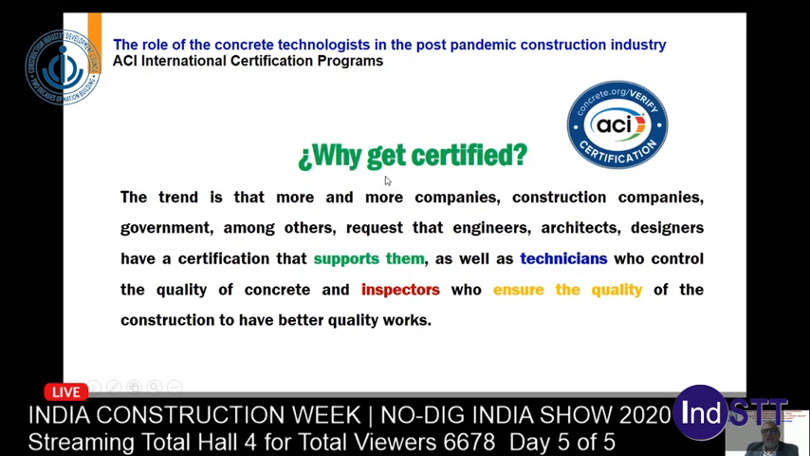Why should someone get certified, someone who is involved in the concrete construction industry? The trend is that more and more companies, construction companies, government agencies, among others, request that engineers, architects, and designers have a certification that supports them, as well as technicians who control the quality of concrete and inspectors who ensure the quality of the construction, to have better quality work. So basically, a certification is a knowledge that supports and gives the whole team a higher level of confidence that this individual could contribute to improve quality in concrete construction.